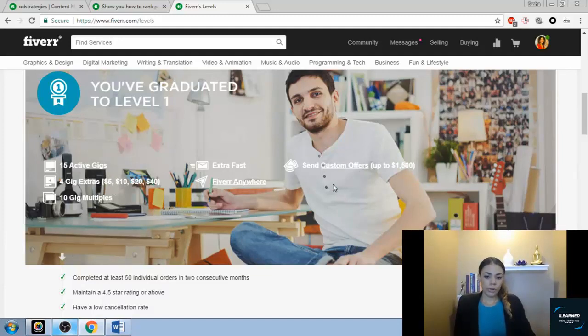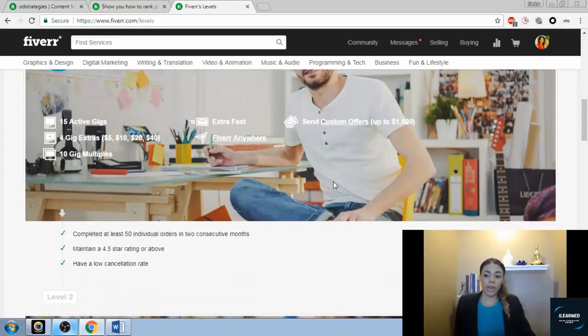You get to send custom offers when you're a level 1, up to $1,500, which is really cool. Here's where the value ladder comes in. You see your front end package, your $5, $10, $20 services up to $40, which is almost a mid-funnel price point. Then you have all the way up to $1,500, which is a high-ticket product. So it's so cool that even as a level 1, you can almost have a full value ladder built out right inside of Fiverr. I'm going to show you how to do that at the end of this course. People can order up to 10 quantities of that gig, and you can have 15 active gigs when you are a level 1.